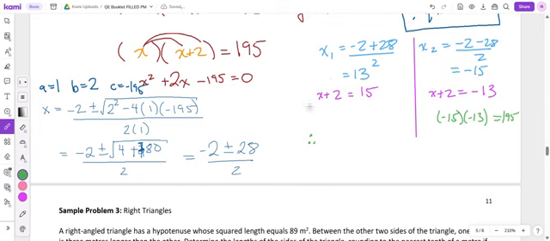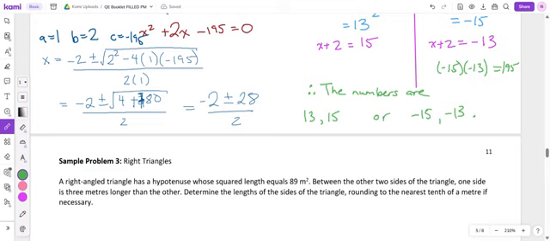Does it make sense that we have 2 solutions? Is it okay? Yeah. So we say the numbers are 13, 15, or negative 15, negative 13. Both of them will give us a product of positive 195. That's kind of cool. So guys, just take a guess. Anytime you do consecutive odd or consecutive even integers, how many solutions will you always have? You got it. You're always going to have two.